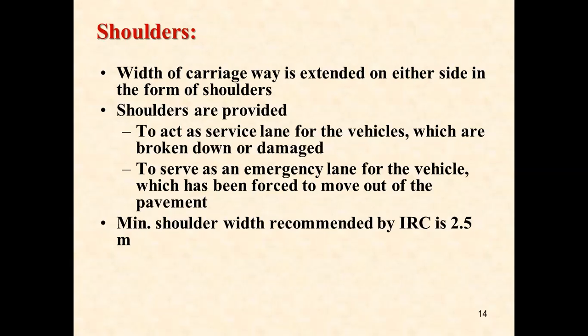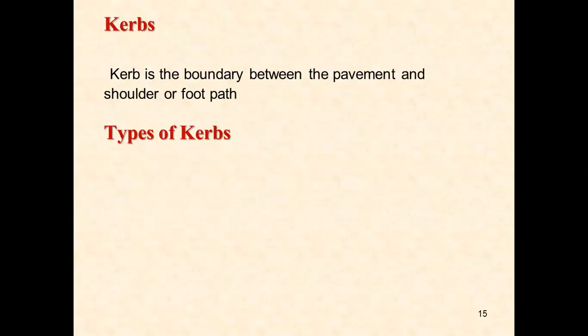This 2.5 meters is provided so that it can be utilized for parking damaged vehicles, and also as an emergency lane for overtaking operations. The desirable width of the shoulder is 4.6 meters, and we can go up to 4.65 meters. So 2.5 meters is the minimum width we provide. Then the next cross-sectional element is called the curb.